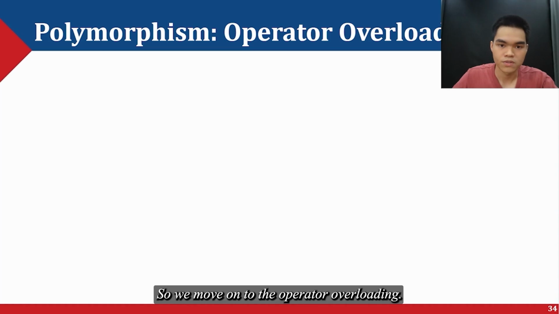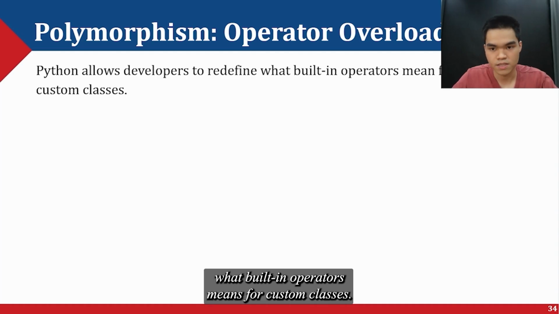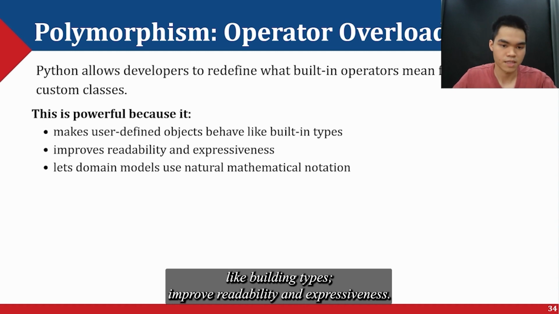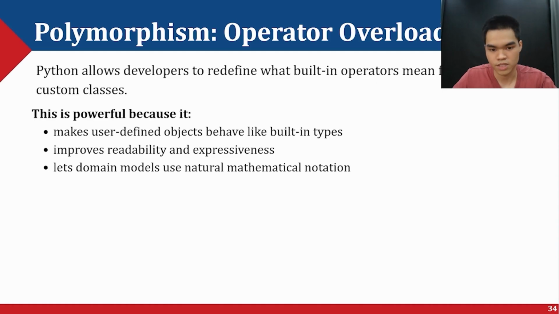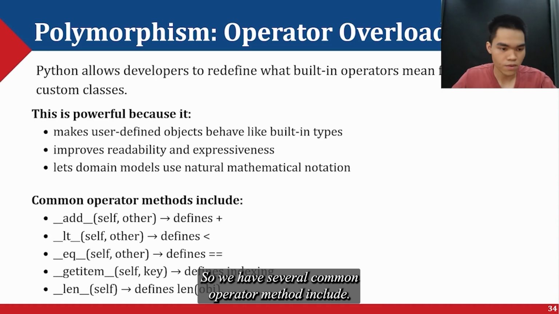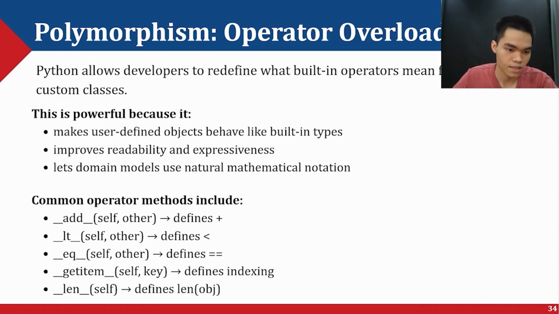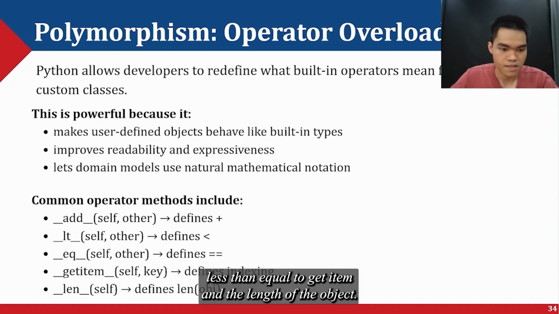So we move on to operator overloading. Python allows developers to redefine what built-in operators mean for custom classes. This is powerful because it makes user-defined objects behave like built-in types, improves readability and expressiveness, and it can also let domain models use natural mathematical notation. We have several common operator methods. To use them, we must define a method with double underscores. The first one is add. It defines the plus sign, then less than, equal to, get item, and the length of the object.